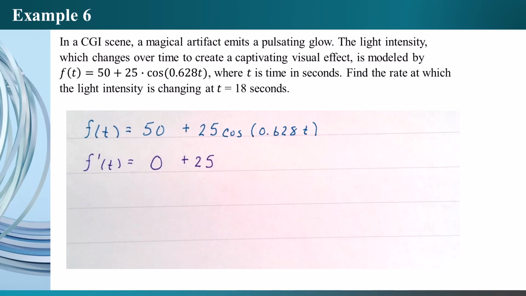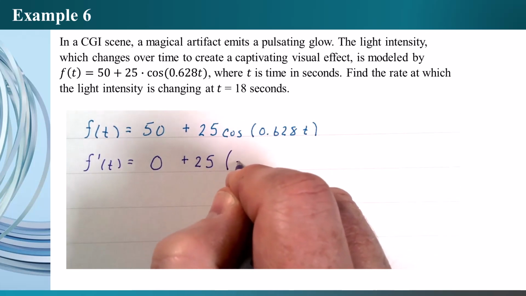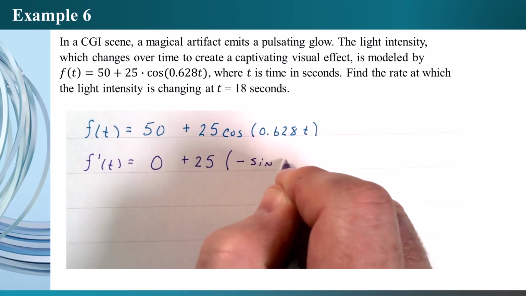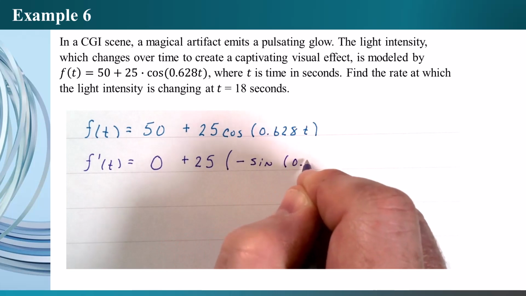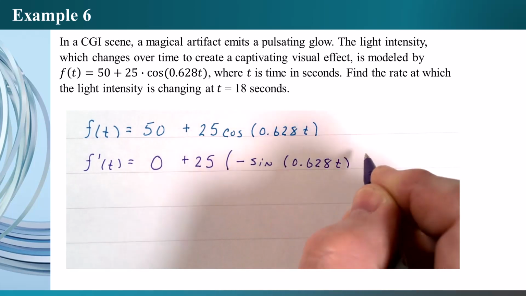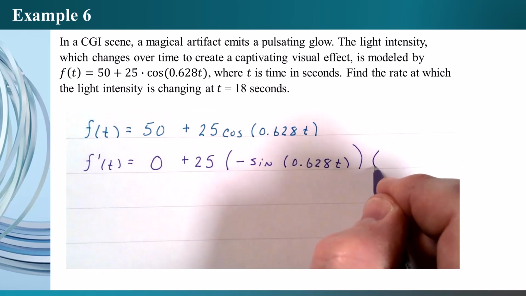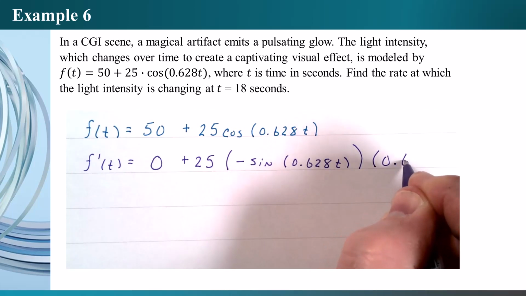Now notice here that we have a function inside of another function. So the chain rule tells us to take the derivative of the outside function and multiply it by the derivative of the inside function. The derivative of the outside function is negative sine 0.628t. And the inside function here is 0.628t, so the derivative there is just 0.628.